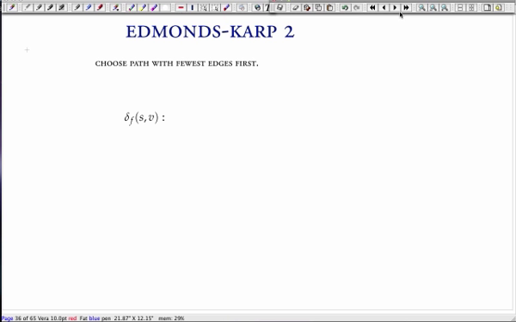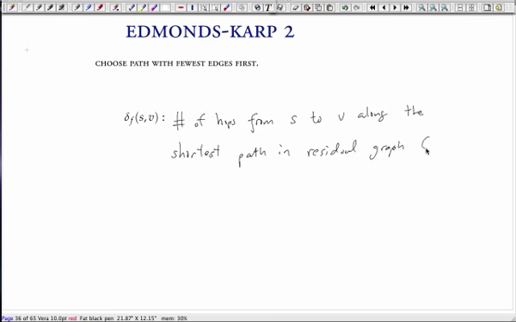Edmonds-Karp is going to say, no, we're going to actually do this much sharper. And so the idea is that we're going to pick the paths from S to T that are the shortest by number of hops. So let delta F of V just be the number of hops from S to V along the shortest path from S to V in our residual graph.